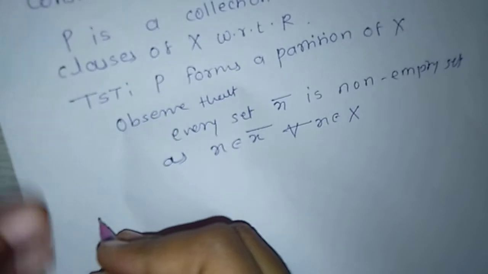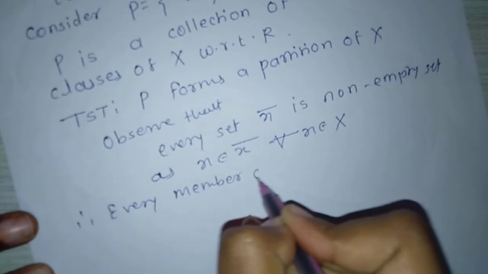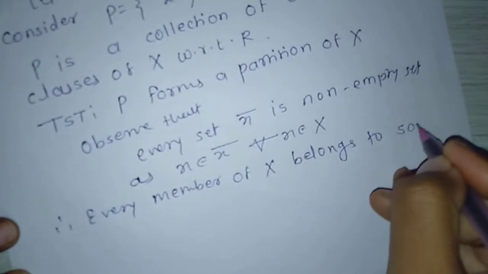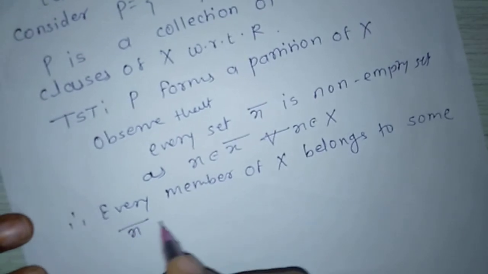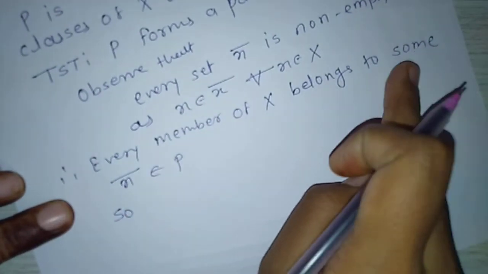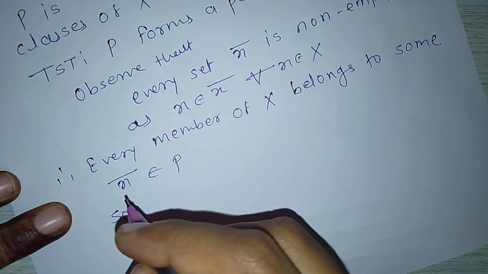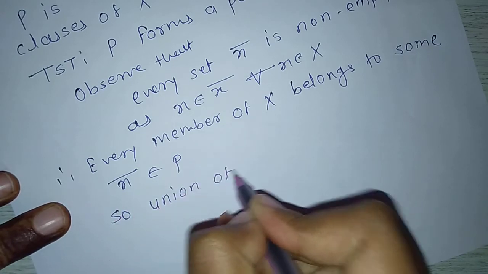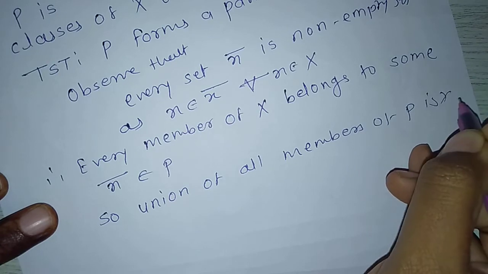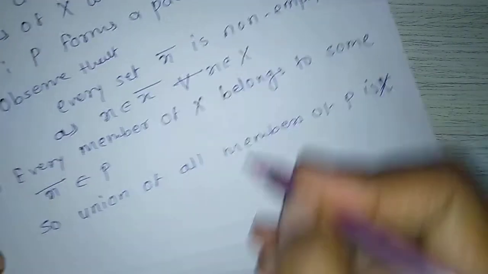Therefore, every member of X belongs to some x bar belonging to P. So the union of all members of P is X.